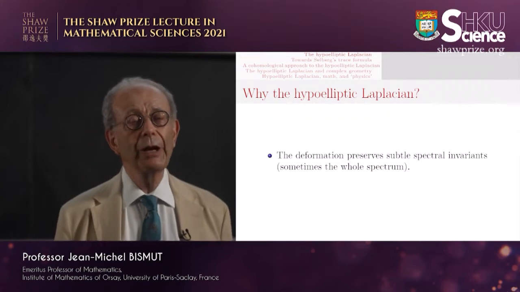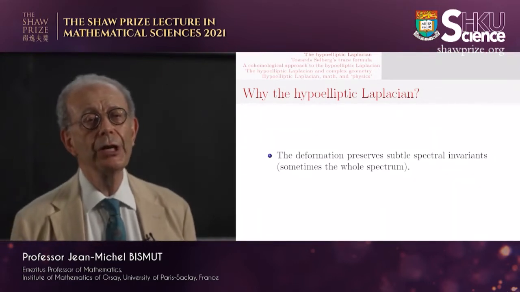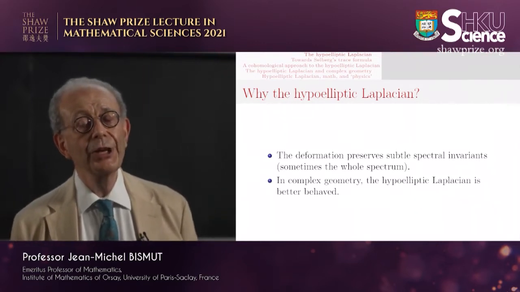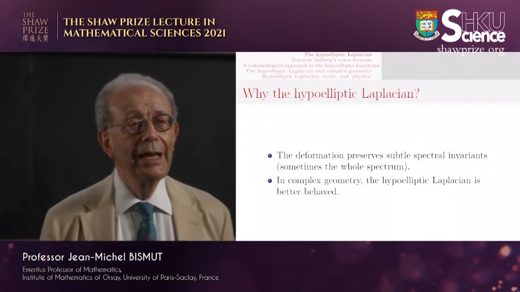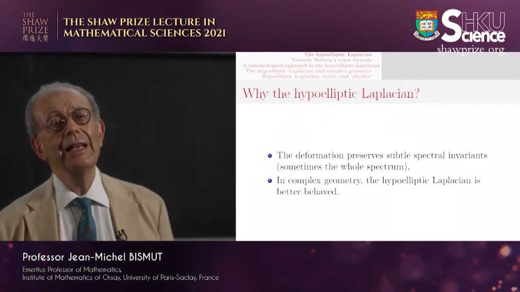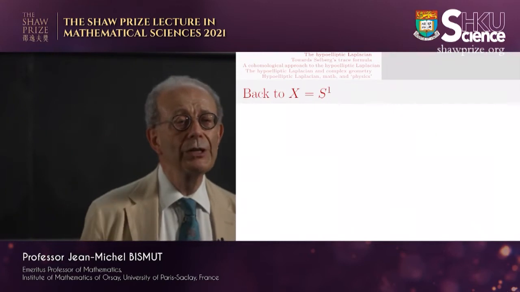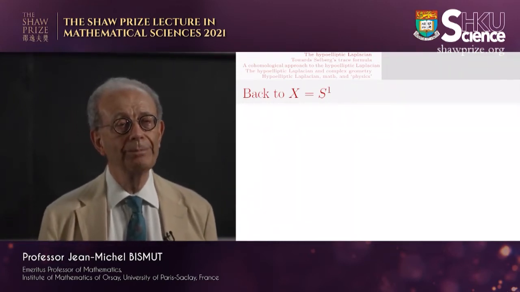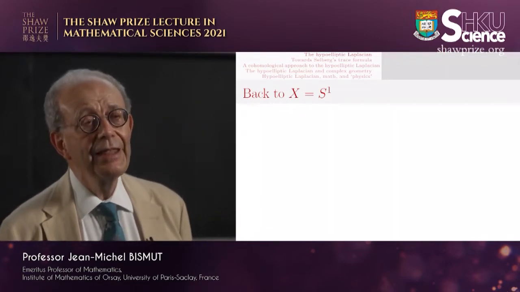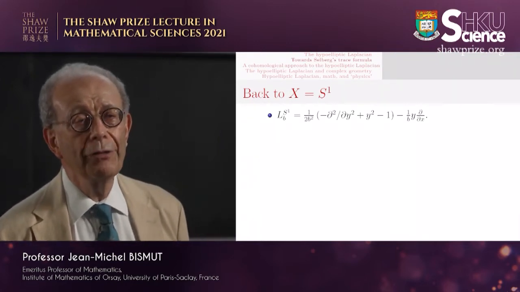So why do we construct the hypoelliptic Laplacian? So first of all, the deformation preserves subtle spectral invariants, and sometimes the whole spectrum. And besides, in complex geometry, the hypoelliptic Laplacian is better behaved than the usual Laplacian. I will give just one small illustration at the end of the talk. So let's go back to the case X equals S1. In this case, all the mystery of the hypoelliptic Laplacian can be unraveled.